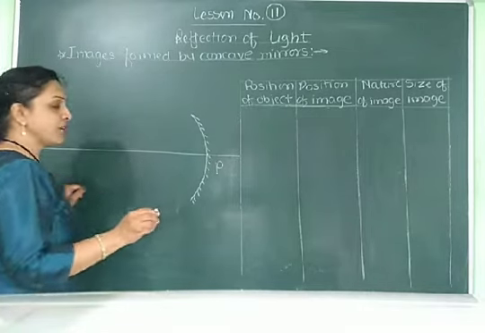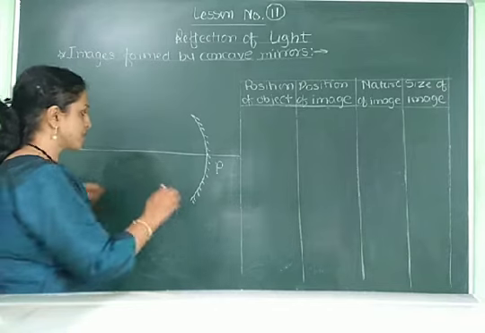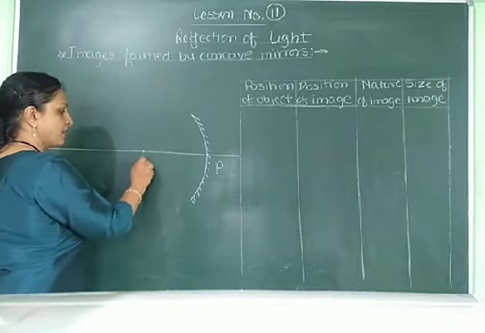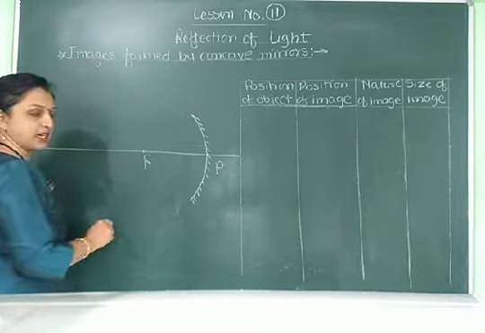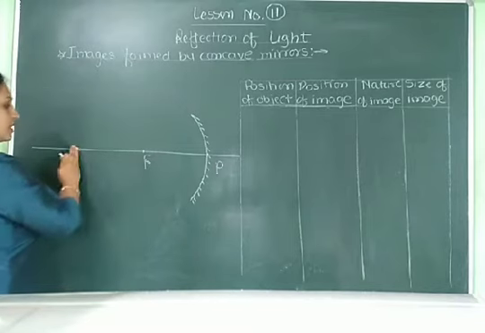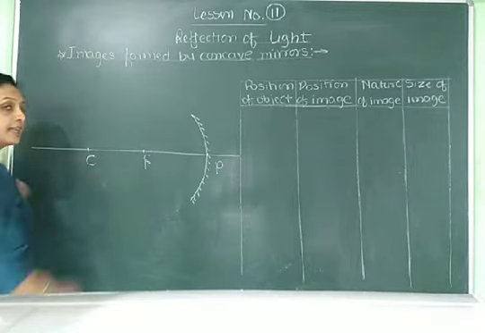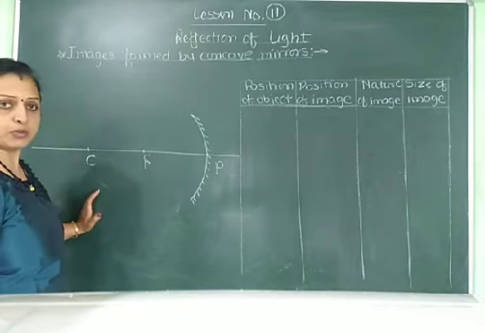After that, we have to consider some positions. Suppose here is the focus of the concave mirror, capital F. Then double the distance of the focus is the center of curvature. So this is the center of curvature of this concave mirror.